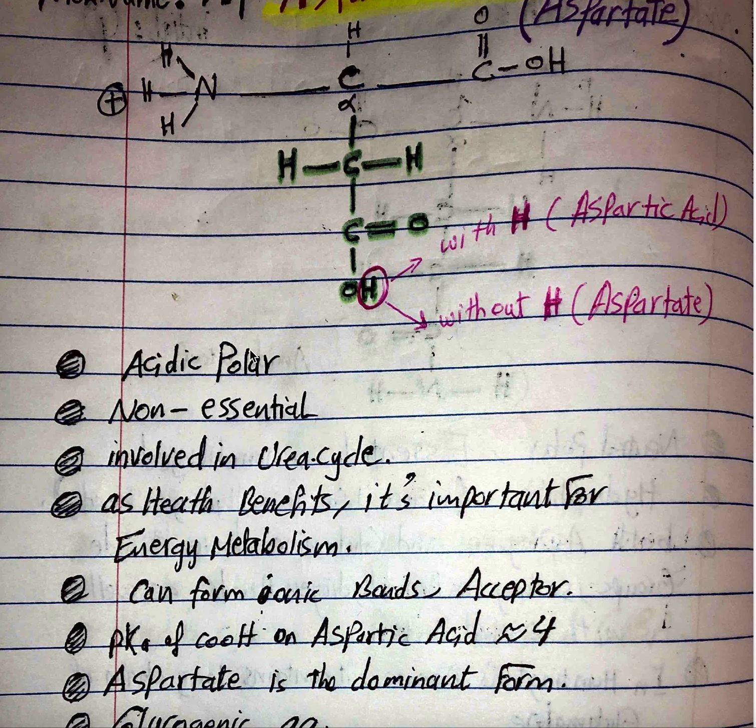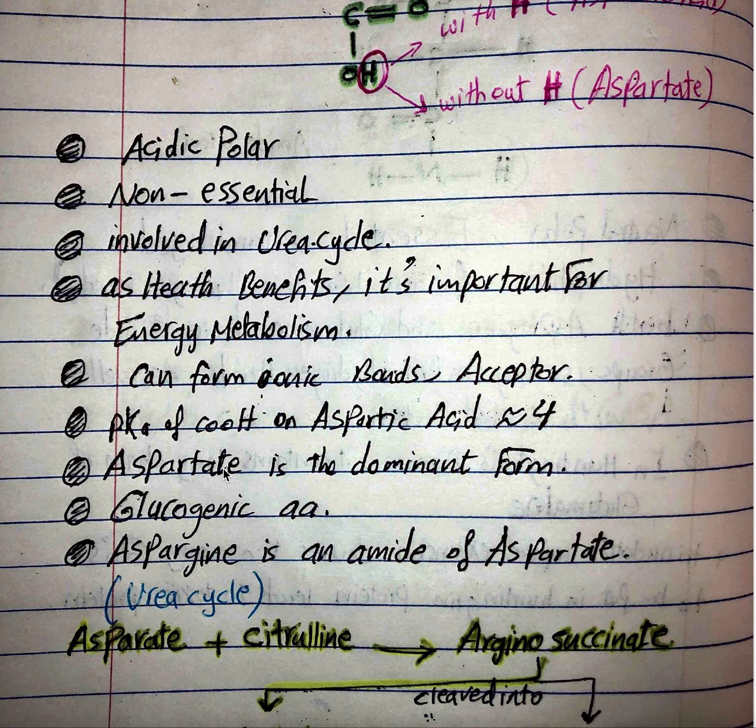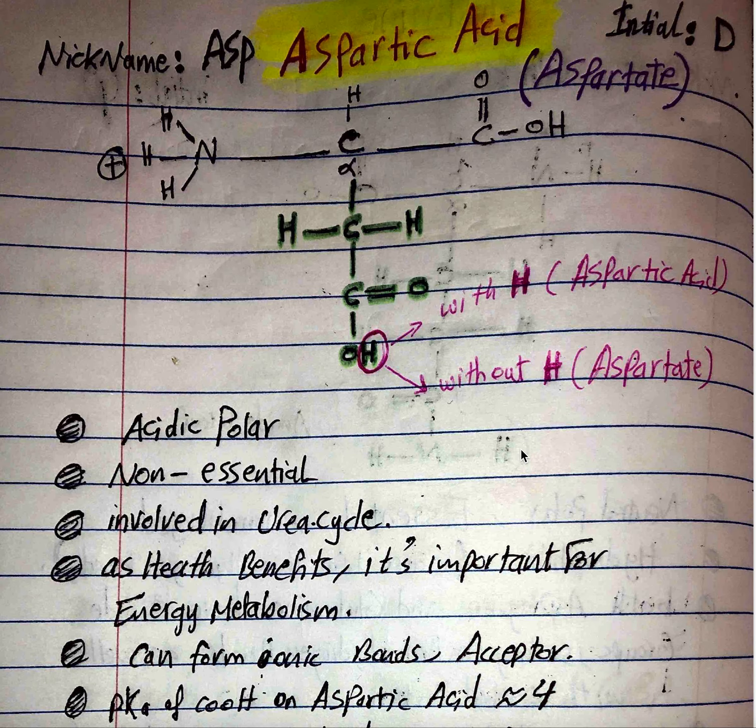It's acidic, polar, non-essential, involved in the urea cycle, and what else is important? That's it. It's a glucogenic amino acid, and aspartate is the dominant form. This is all the information that we can know about aspartic acid.